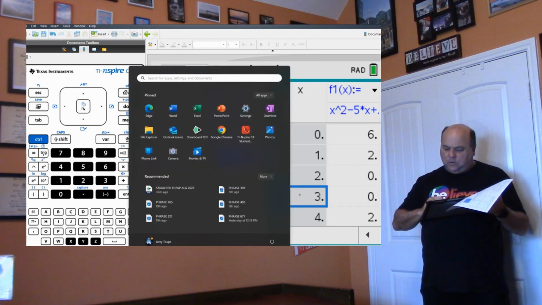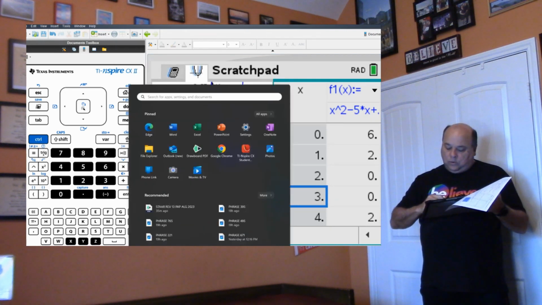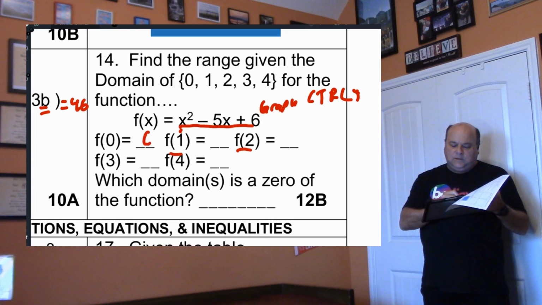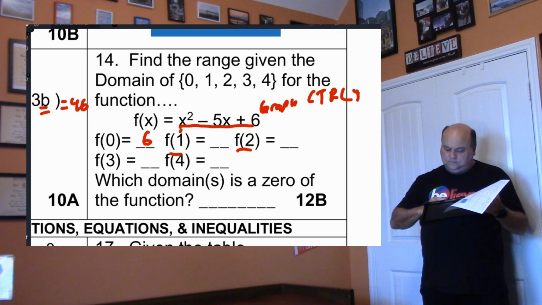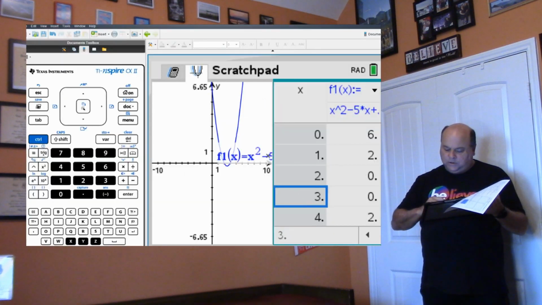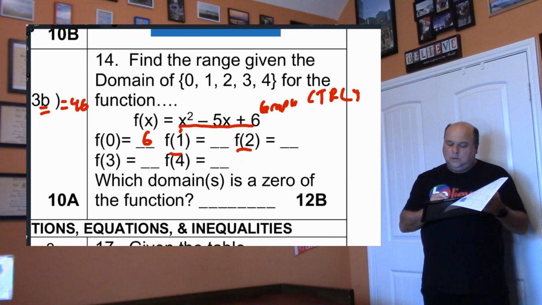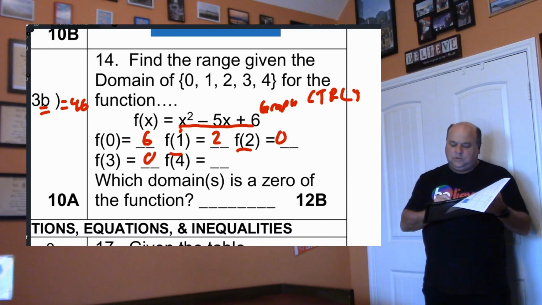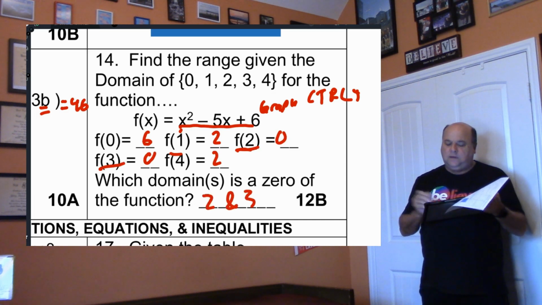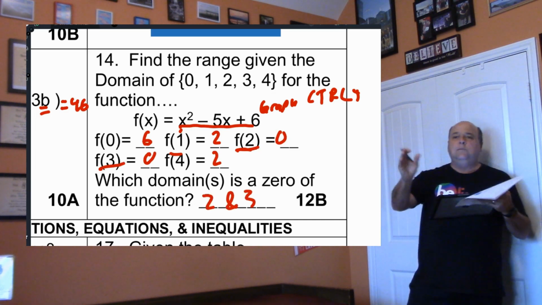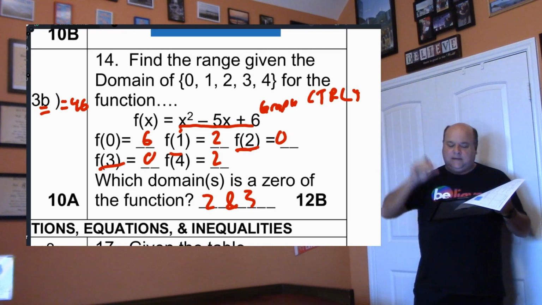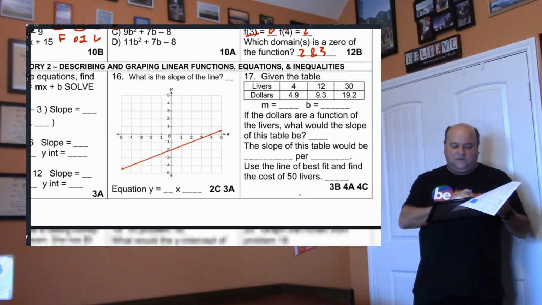So let's go to your paper. So 0 was 6. 1 was 2. And then 2, 0, 3, 0. This and this are your zeros. So 2 and 3 would be the zeros, okay? So an input of a number, output 0, that is a zero. Let's go to number 15.